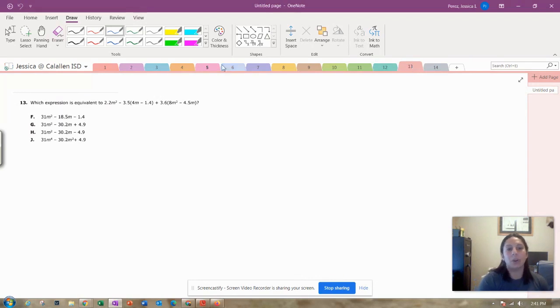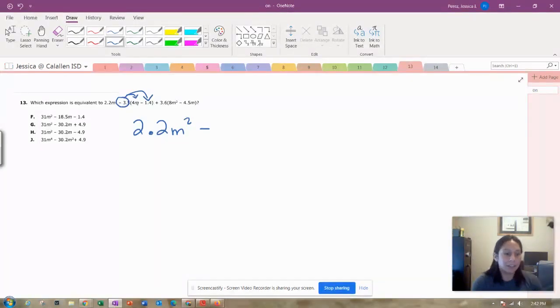Okay, number 13. Which expression is equivalent to all of this? Again, parentheses. I have parentheses. I need to get rid of them. So the first part would be 2.2m squared. There's no parentheses. This minus 3.5 changes your signs. So when I multiply 3.5 times 4, I have to figure out what does that give me.